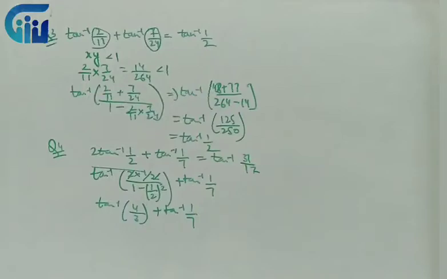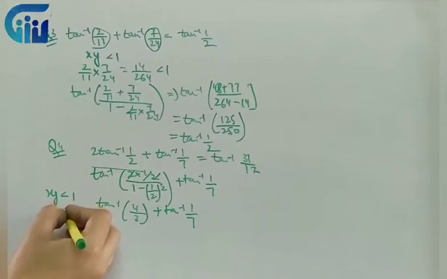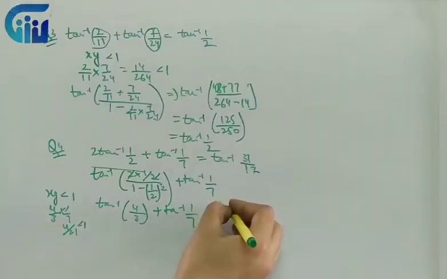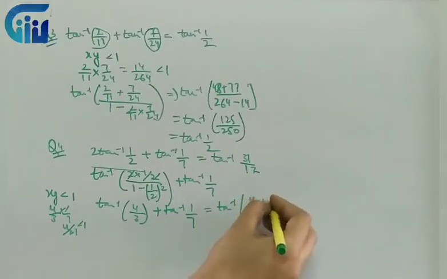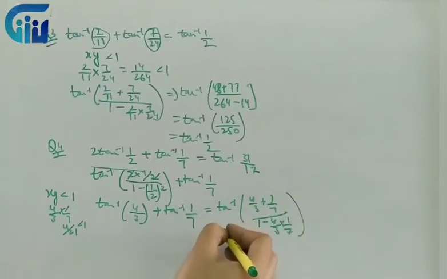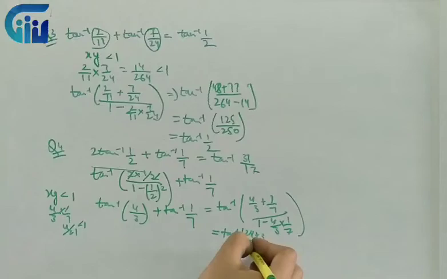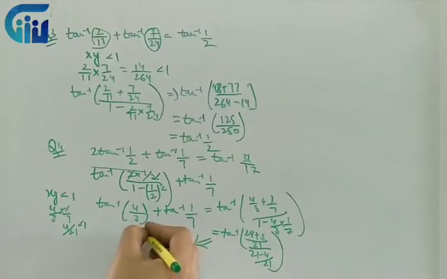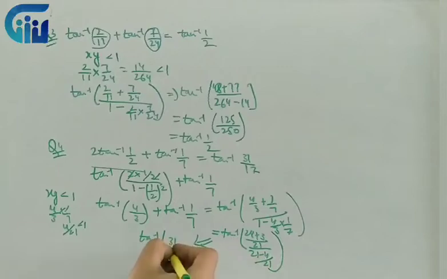So now if I apply the formula again, I need to check whether xy is less than 1. You have to check before applying the formula, however many times you are applying the formula, right? So this is tan inverse of (4 by 3 plus 1 by 7) upon (1 minus 4 by 3 into 1 by 7). So if you quickly solve this up, this will be 28 plus 3 upon 21 and 21 minus 4 upon 21. So this will give me tan inverse 31 upon 21 minus 4, which is 17, hence the answer, right hand side, right?